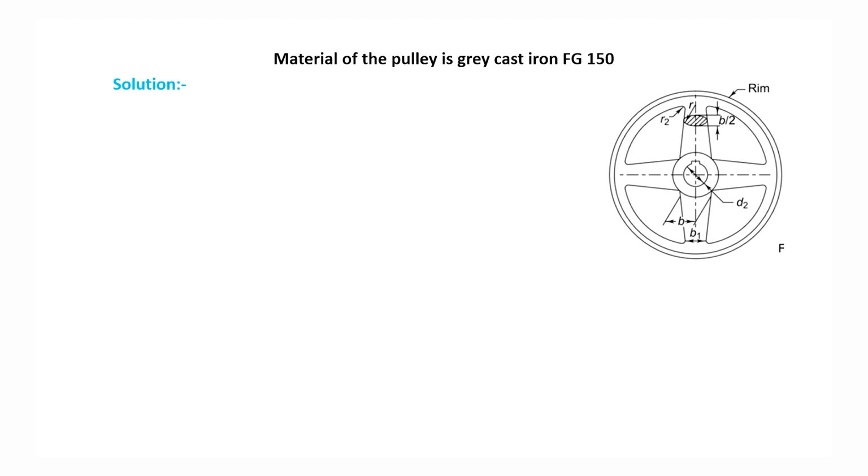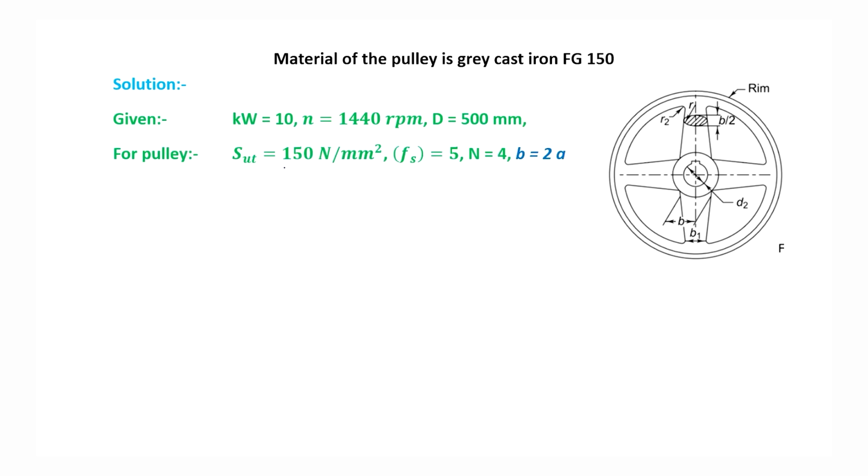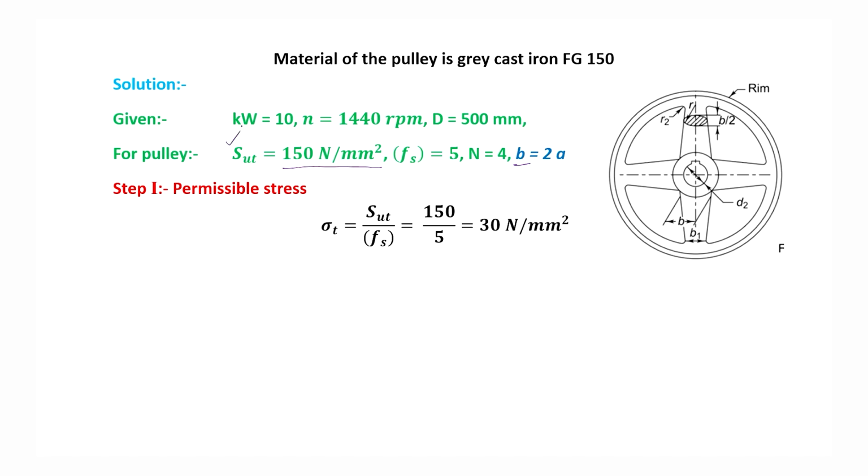Now, the material of the pulley is grey cast iron. It is FG 150, and so the ultimate tensile strength will be 150 megapascal. And these are the other values given. The b, small b, the major axis of the cross section, is equal to 2 times the minor axis. Then the permissible stress will be the ultimate strength of the material of the pulley, which is FG 150 with ultimate tensile strength 150, divided by the factor of safety, which is given in the problem as 5. And so, the permissible stress which you can apply on this arm is 30 Newton per mm square or 30 megapascal.